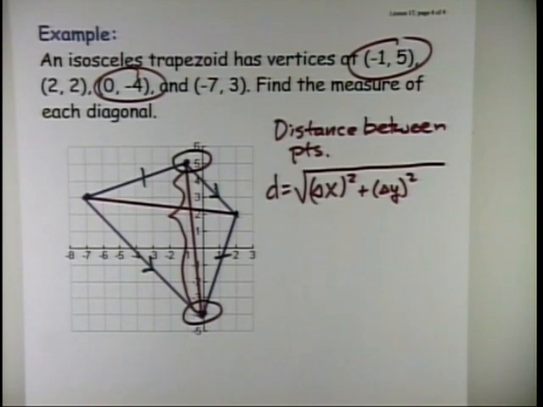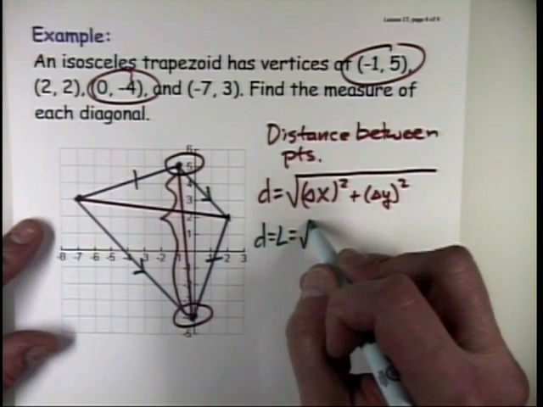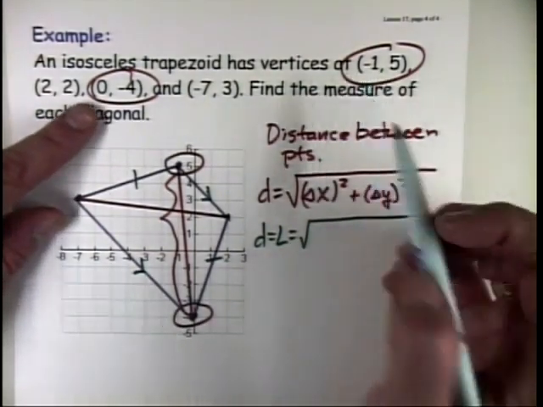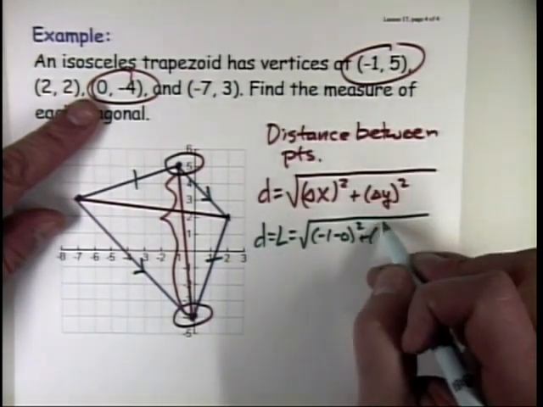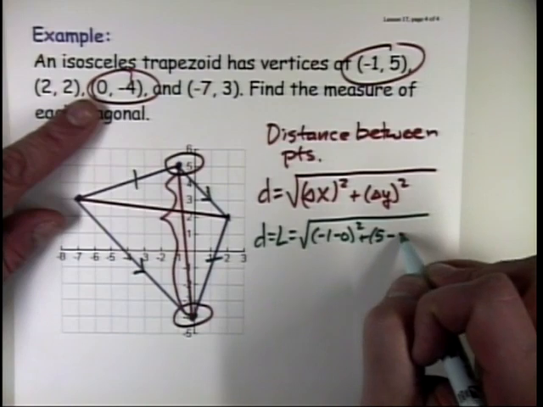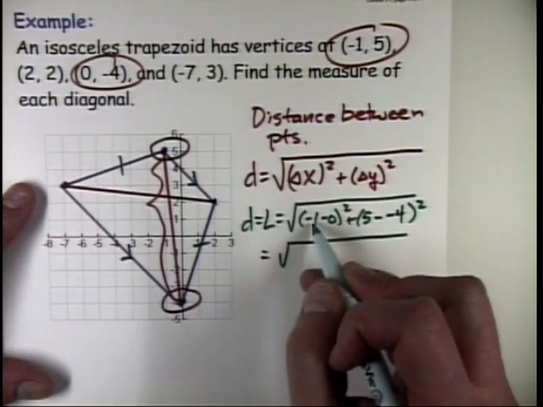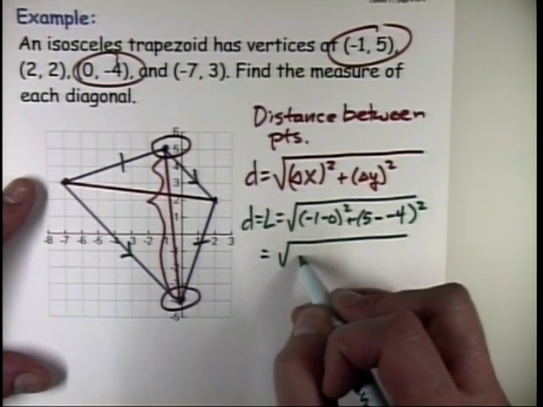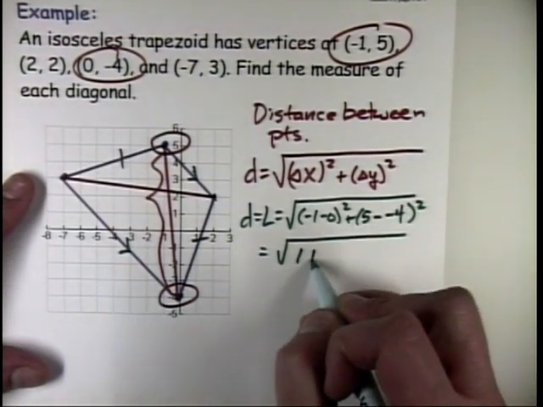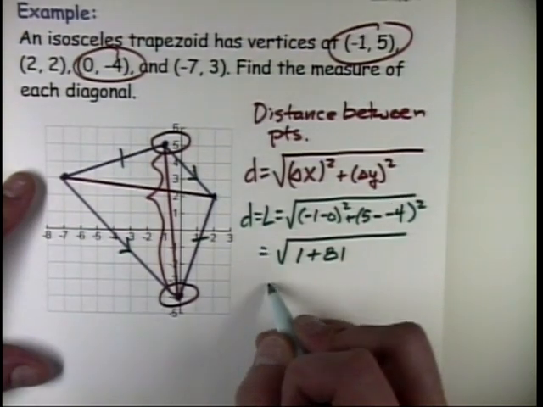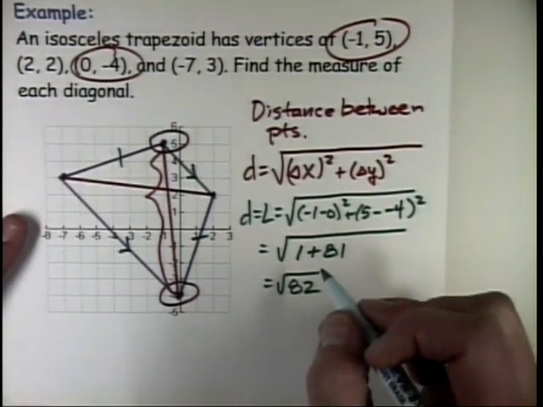So let's go ahead and plug it into the distance formula. The distance, which is actually the length, L, is going to be the square root of the change in the x's, so that's (-1 - 0) squared, plus the change in the y's, the corresponding y's, (5 - (-4)) squared. And now I'll simplify under the radical. That's equal to the square root of (-1 - 0) is -1 squared, which is 1. 5 minus -4 is plus 9. 9 squared is 81. So I get the square root of 1 + 81, which is the square root of 82. And that's a good place to stop unless you happen to have that handy-dandy calculator.